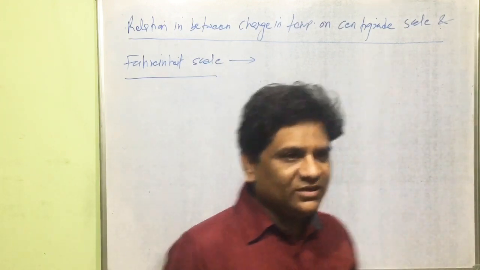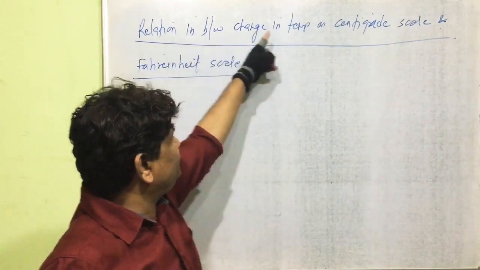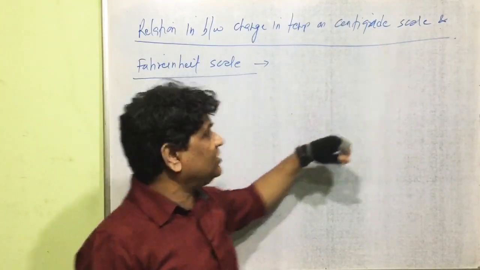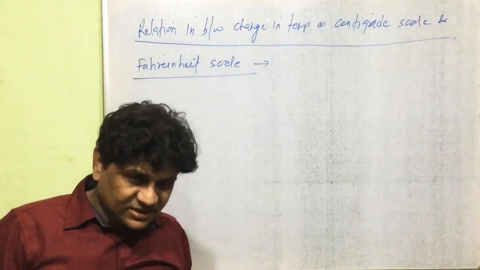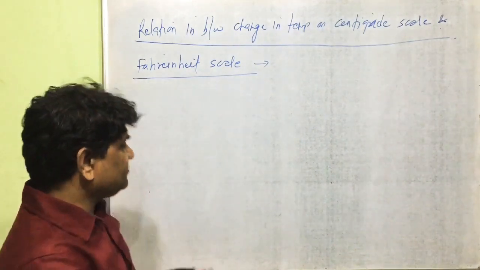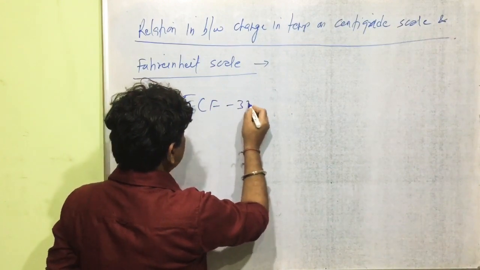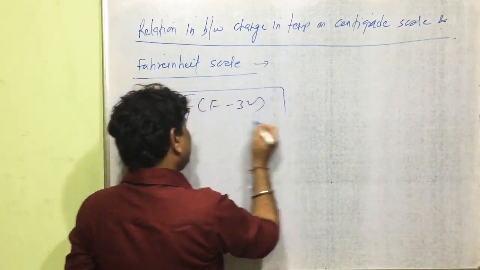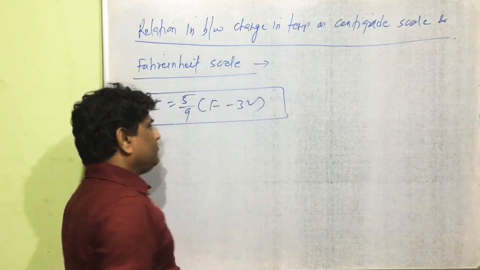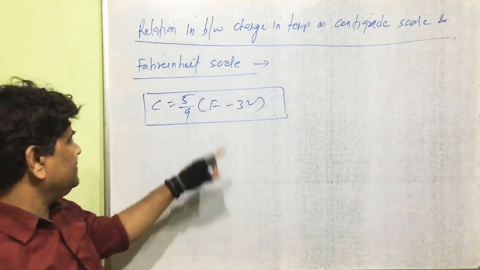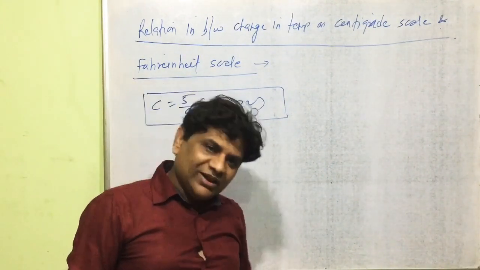Okay, today's topic is the relation between change in temperature on the centigrade scale and on the Fahrenheit scale. You know one relation, C is equal to 5 by 9 of (F minus 32). Everybody knows that relation. Here C is the temperature on the centigrade scale, and F is the temperature on the Fahrenheit scale.